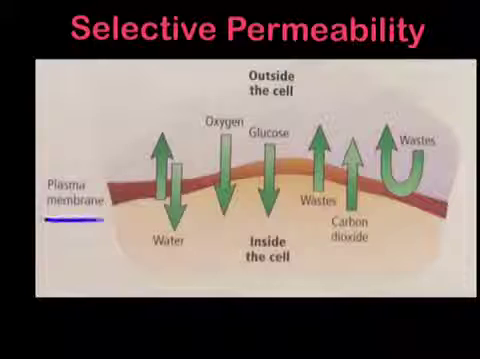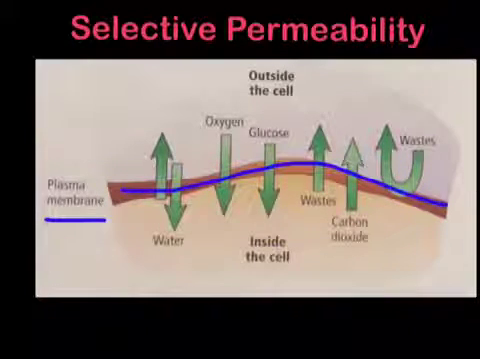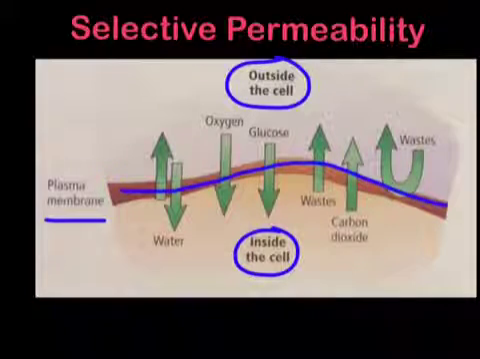This diagram illustrates selective permeability of the plasma membrane. The arrows show that substances enter and leave the cell through the plasma membrane. Control of how, when, and how much of these substances enter and leave the cell relies on the structure of the plasma membrane.